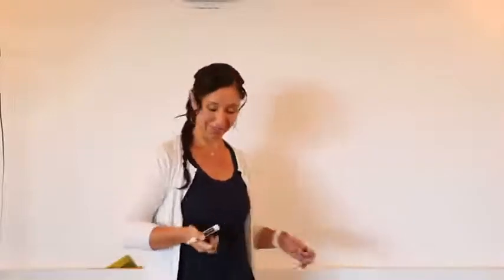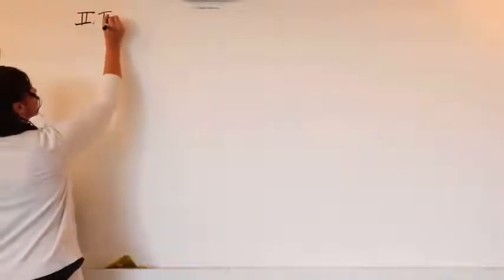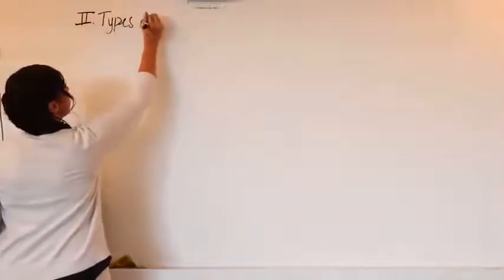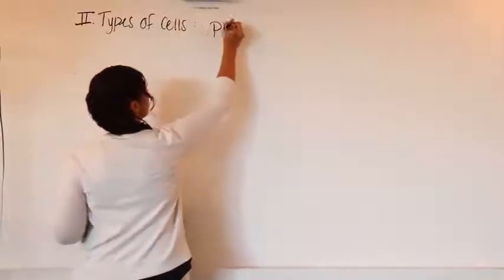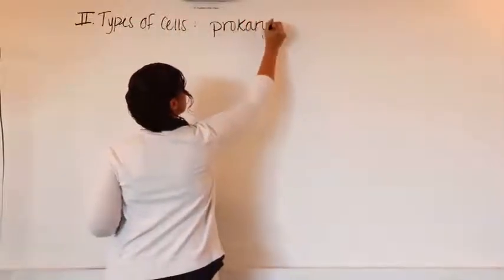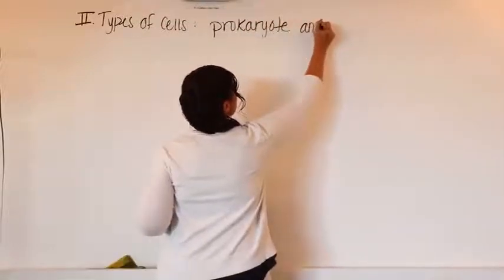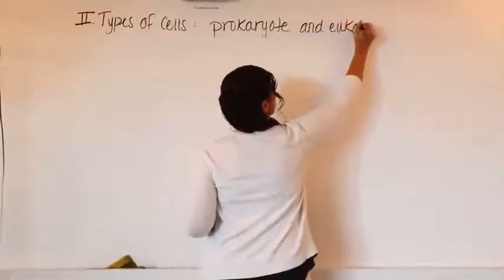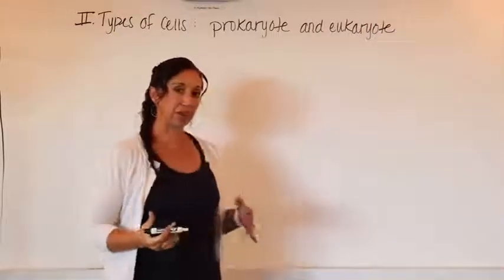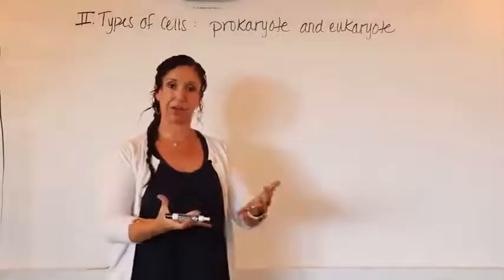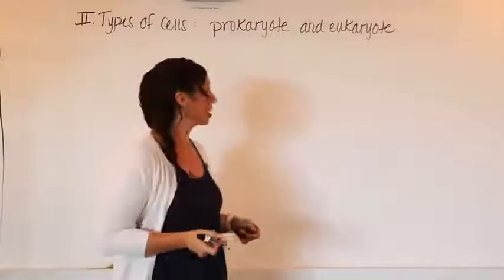So here we go. This is going to be Roman numeral 2 in our notes. This is going to be the types of cells. Types of cells. And the two types of cells we're going to talk about are prokaryote and eukaryote. So if someone says it's a prokaryotic cell, that means it's a prokaryote. So it's just a different way of saying the same thing.